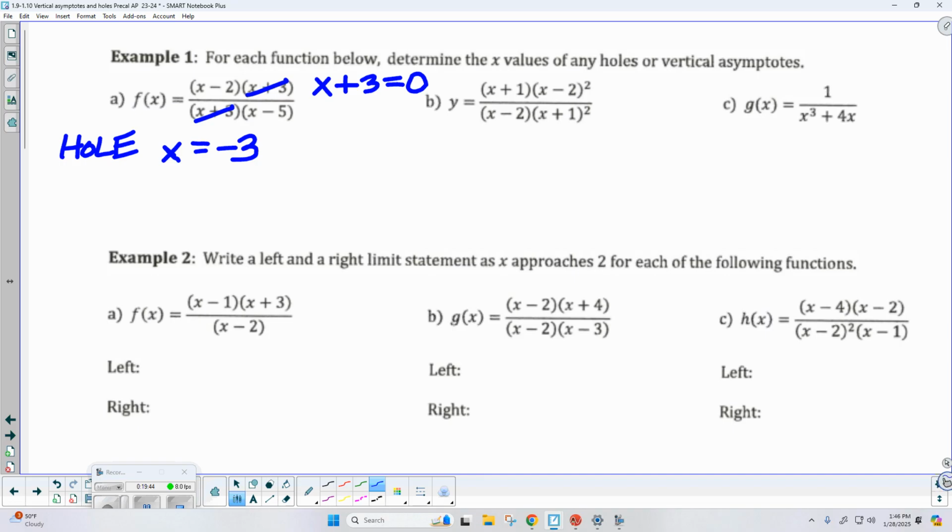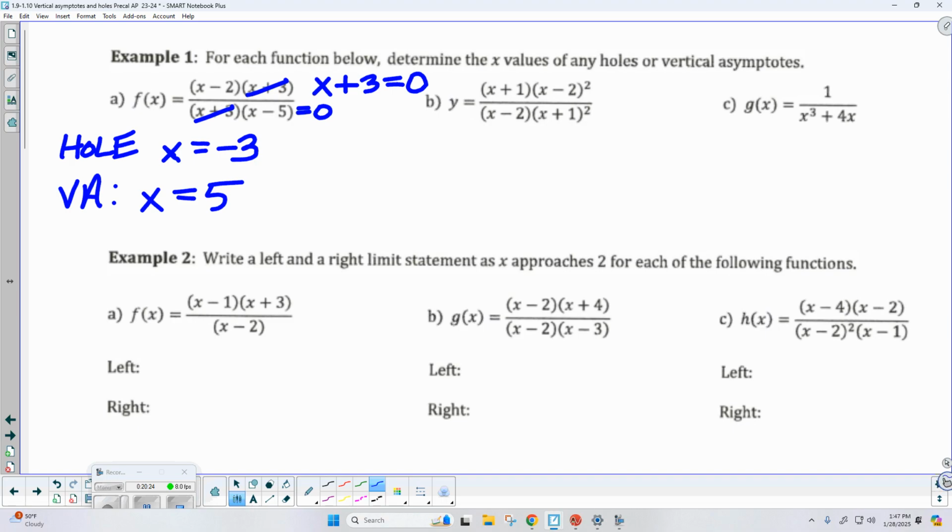Is there anything else that cancels? No, so anything left in the denominator that can still make it 0 is going to be a vertical asymptote. So I'm going to set this x minus 5 equal to 0, and we're going to have a vertical asymptote at x equals 5. It's very possible you could have 2, 3, 4, or more vertical asymptotes. We probably won't look at anything bigger than 2 or 3, but it's still very possible.